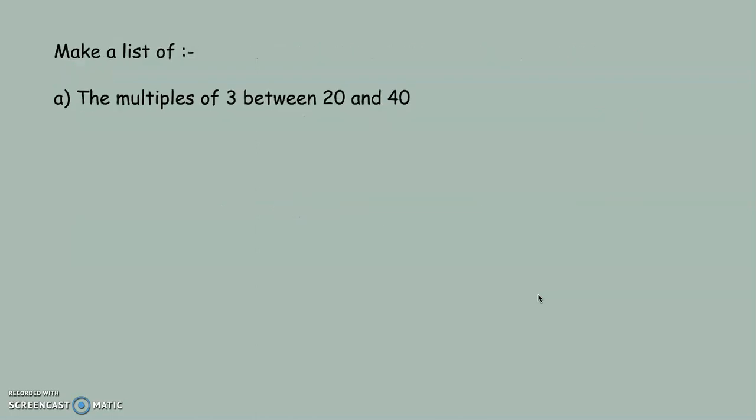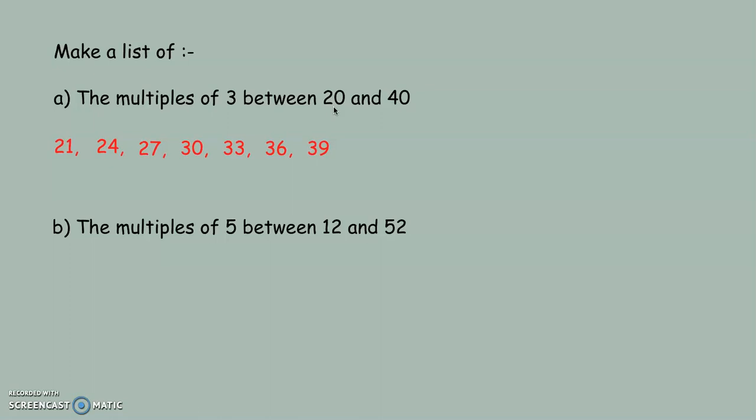Another example of this. You have to make a list of the multiples of 3 between 20 and 40. Think about the 3 times table in your head. Think of the first number that comes after 20. 21 would be the first one. We've just got to keep on adding on 3 until we get to a number that's close to 40 but not greater than 40. So it starts at 21, 24, 27, 30, 33, 36, 39. I stop at that point because if I added another 3 on, I would go to 42, and I don't want that. I want all the numbers up to and including the number 40.